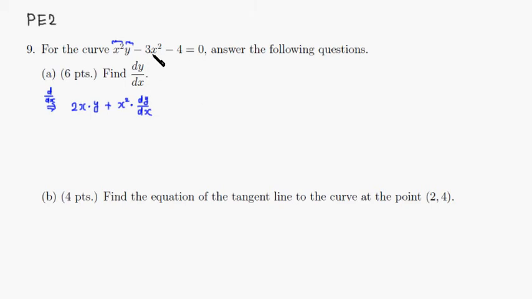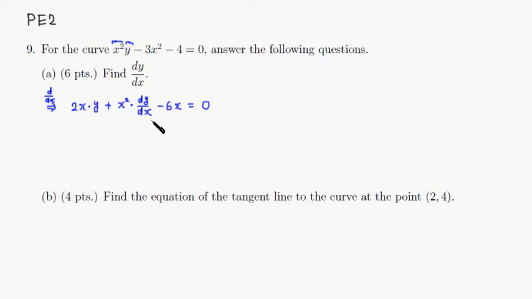Then the derivative of negative 3x squared is negative 3 times 2, which is negative 6x. Derivative of negative 4 is 0 since it's a constant. And the derivative of 0 is 0 because it's a constant. So we have that.